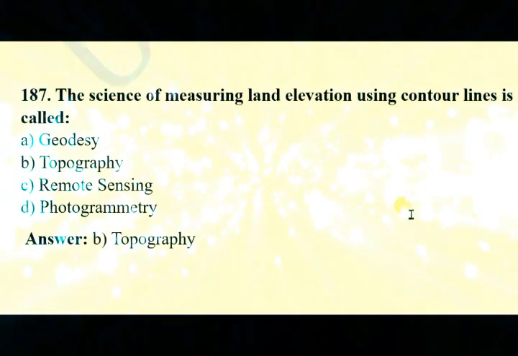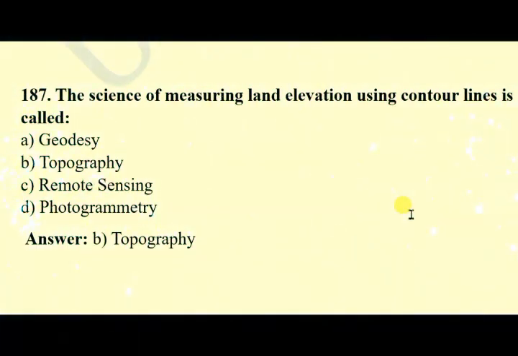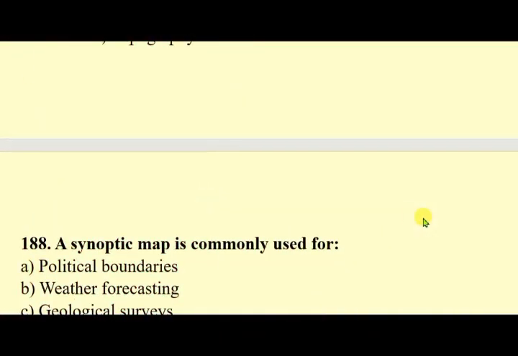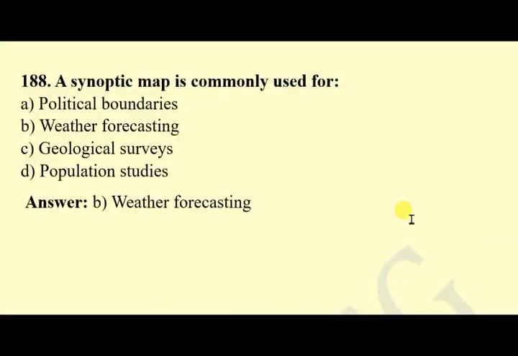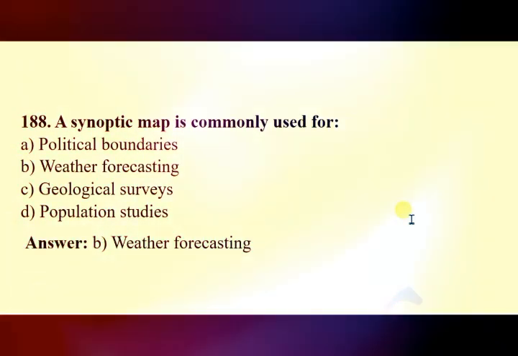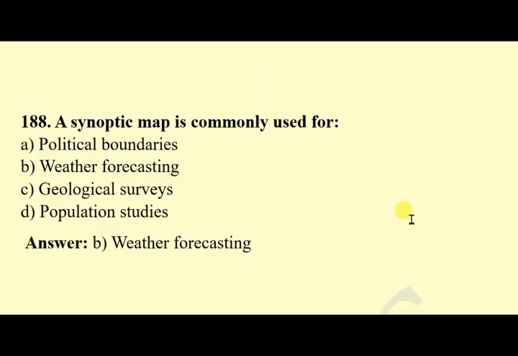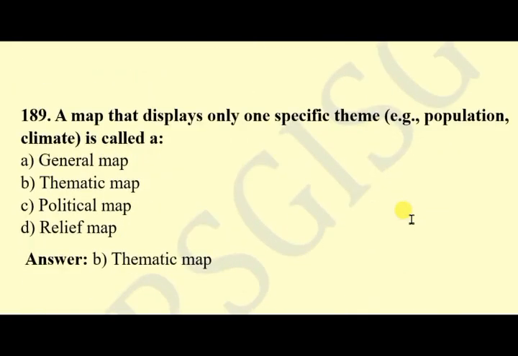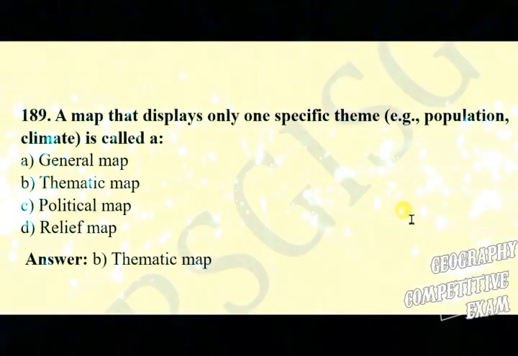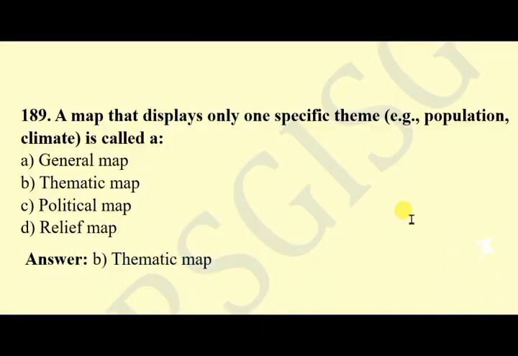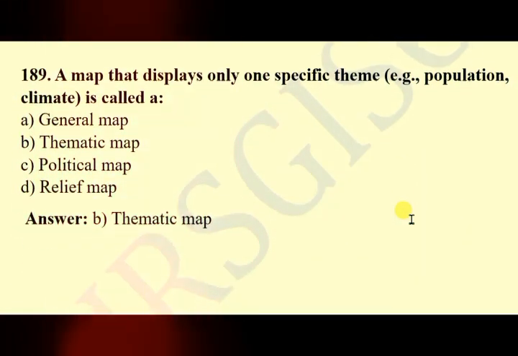Question 187. The science of measuring land elevation using contour lines is called geodesy, topography, remote sensing, photogrammetry. Here the right answer will be topography. Question 188. A synoptic map is commonly used for political boundaries, weather forecasting, geological survey, population studies. Here the right answer will be weather forecasting. Question 189. A map that displays only one specific theme, population, climate, is called a general map, thematic map, political map, relief map. Here the right answer will be thematic map.